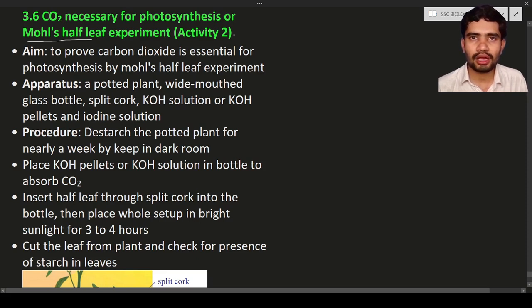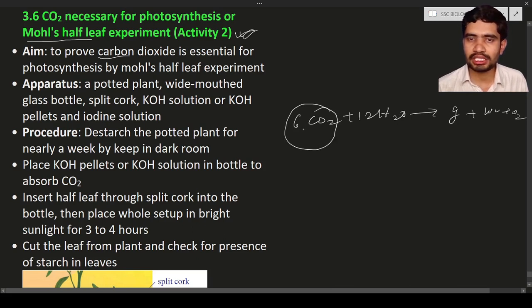So this experiment we are going to discuss under activity 2. Here the aim of the experiment is to prove that carbon dioxide is essential for photosynthesis. Again, the same reaction: 6CO2 plus 12H2O gives rise to glucose, C6H12O6, plus water plus oxygen. So here we have to prove that carbon dioxide is essential for photosynthesis.